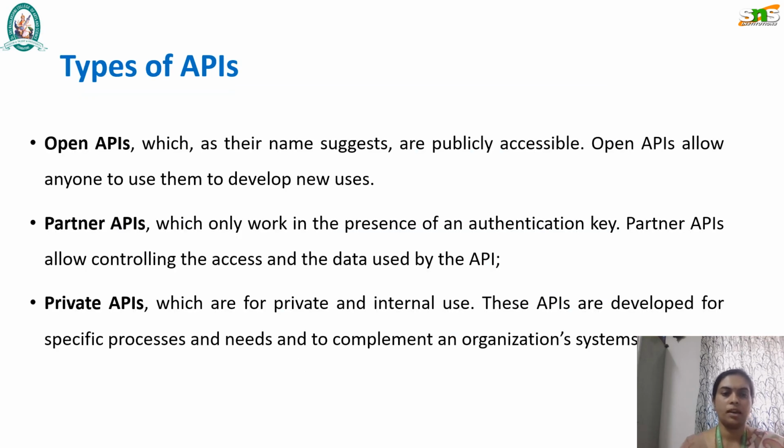What are the types of API available? The Open API, Partner API, and Private API. Open API is publicly accessible. It allows anyone to make use of them to develop new test cases. And Partner API is an authentication-based conversation. Here, the Partner API allows controlling the access and the data used by the API.